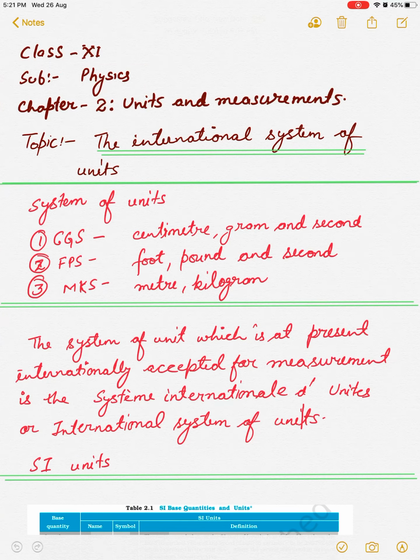So, this was the statement which was given by Lord Kelvin regarding the measurement. So, let's go to chapter 11, subject physics, that is Units and Measurement. This is the second chapter of NCERT. Today we are going to discuss the topic, the International System of Units.